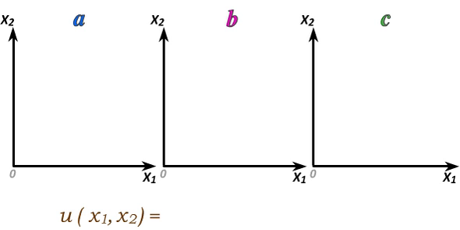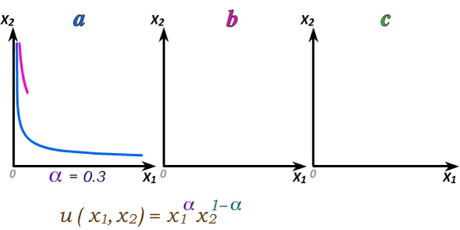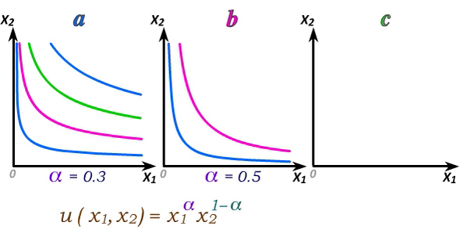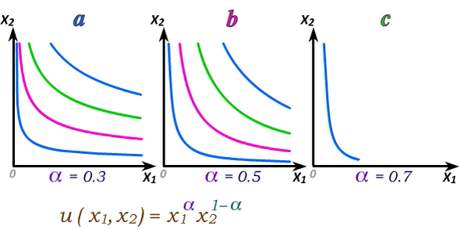In the two-good case, the Cobb-Douglas utility function takes the form x1 to the alpha, x2 to the 1 minus alpha. In panel A, we present the indifference curve that's generated with this utility function when alpha is set to 0.3. In panel B, we present the indifference map that's generated by this function when alpha is set to 0.5. And in panel C, we set alpha equal to 0.7.